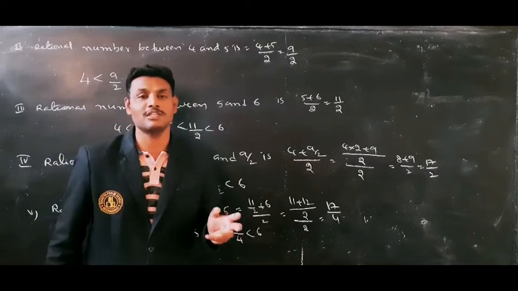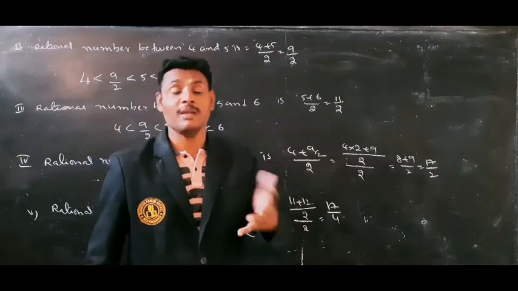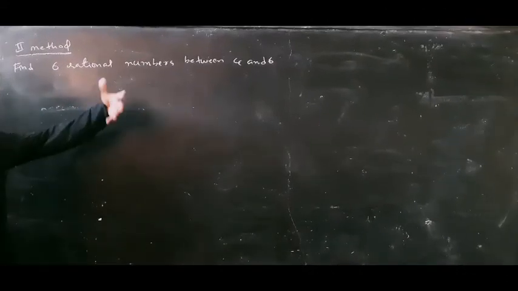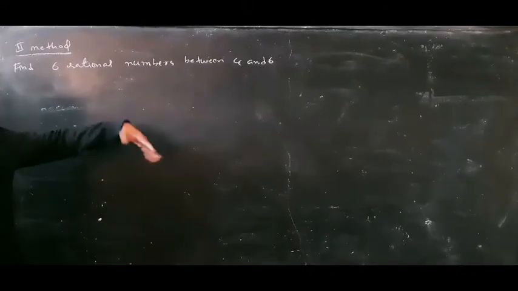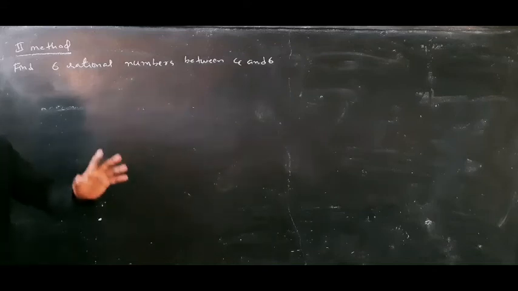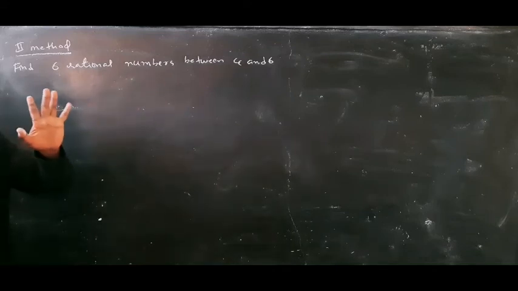So this is a process to find a rational number between two rational numbers. In the first case, that is a very lengthy process: take (A plus B) by 2, then take the LCM, then find. We have one alternate method also. This is a very easy method.